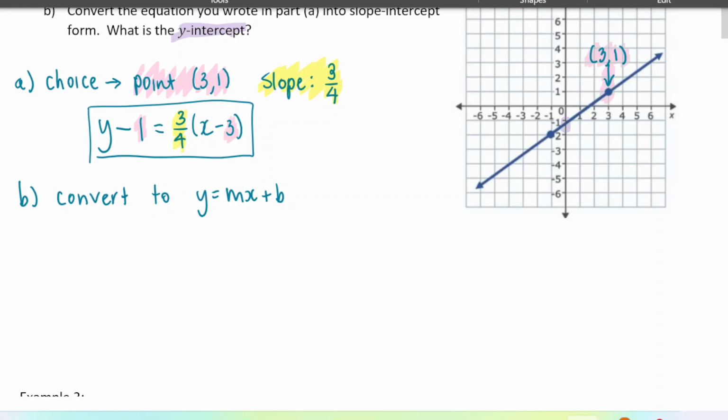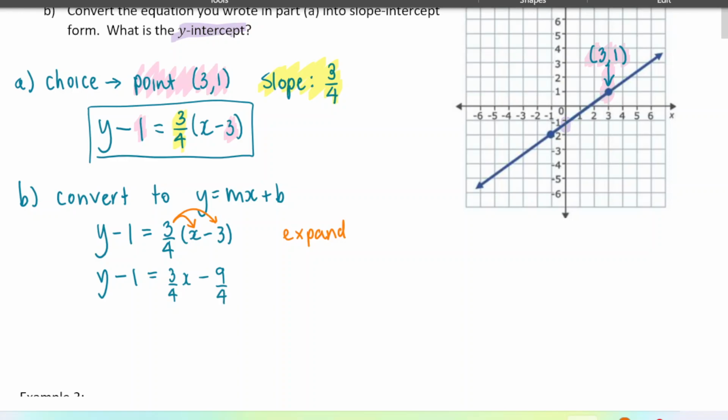So let's start with our equation that we have there. y minus 1 equals 3 over 4 times (x minus 3). Now, first thing I'm going to do is just get rid of those brackets, because in the slope-intercept format, there's no brackets. So I'm going to expand. I'm going to use orange for all my secondary color today. So we're going to expand the bracket. So I'd have 3 over 4 x minus 9 over 4.